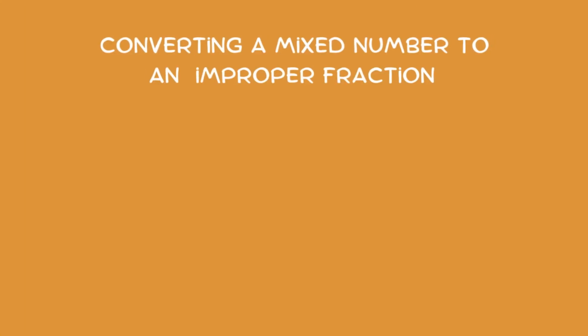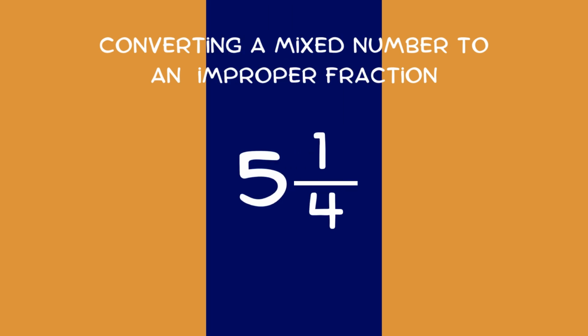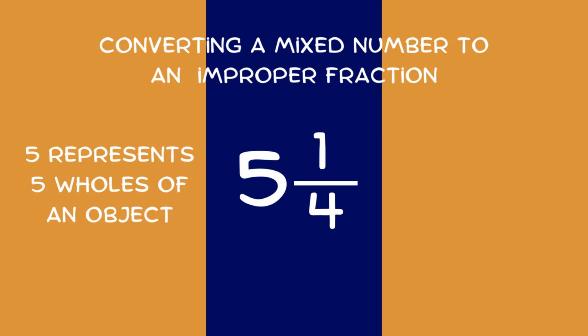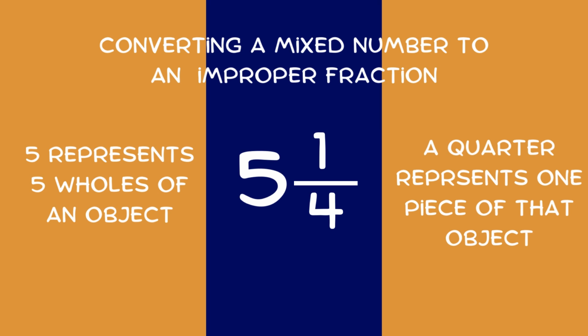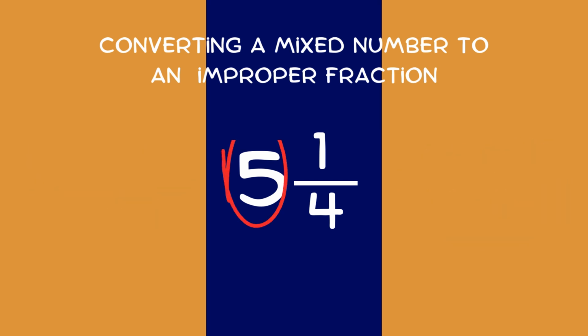What about if we wanted to convert mixed numbers to an improper fraction? Let's take the number 5 1/4. Firstly, we have to understand that 5 represents 5 wholes of a 4-piece object, and a quarter represents 1 piece of that object. Therefore, we need to multiply the whole 5 by the denominator 4 to get the total number of pieces in the whole number.